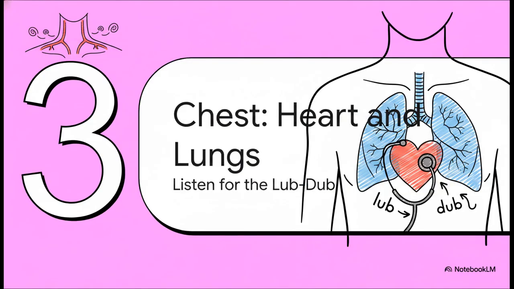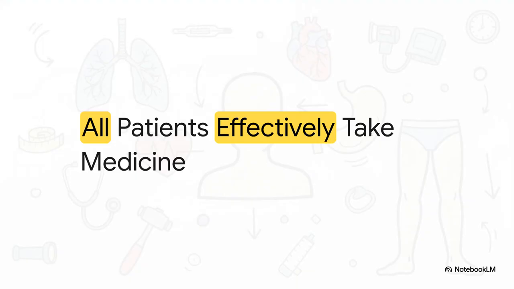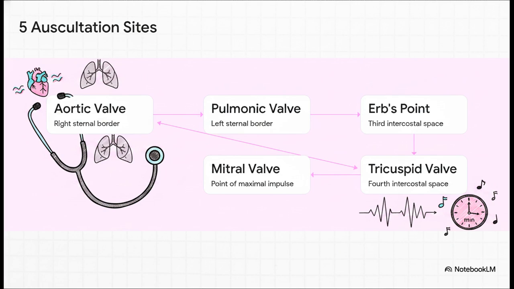Section 3. Chest, heart, and lungs. Listening for the lub-dub. So, we've inspected the neck and checked those bounding carotid arteries. And now we are focusing our stethoscope on listening for the clear lub-dub of the heart. To easily memorize the 5 distinct locations to auscultate heart valves, you can lean on this simple but super powerful cognitive aid. All patients effectively take medicine. The first letter of each word maps directly to a location on the chest. Let's actually spell that out. All stands for the aortic valve at the right sternal border.